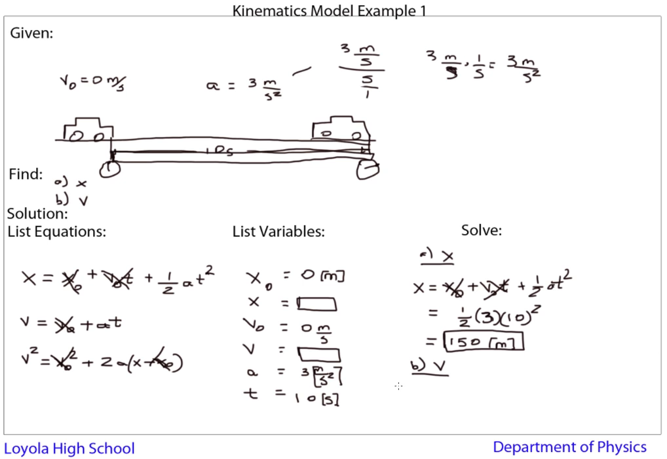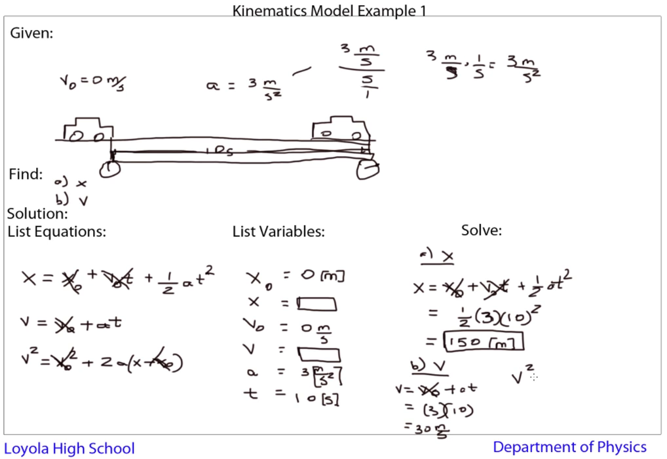So let's see here. Using the second equation, v is equal to v0 plus at. This is gone, so that's 3 times 10, or 30 meters per second. I could also use this equation. It looks like I have everything there.